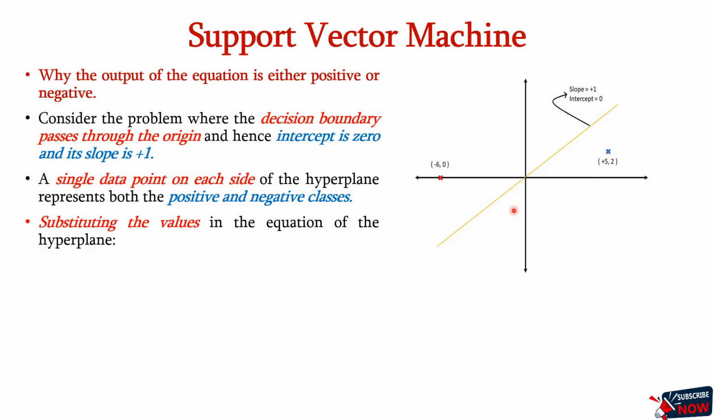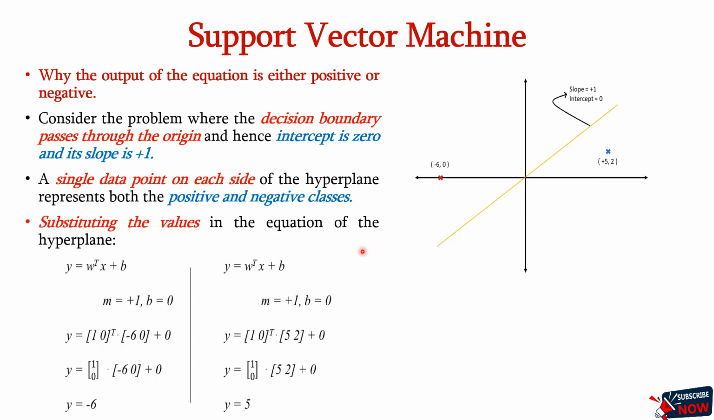Let us see whether these points are lying in the positive plane or negative plane by substituting these values into the equation. So our equation is y = w transpose x + b. So w transpose is the coefficient which is associated with x. This is nothing but the slope and intercept value. So our slope is +1 and intercept is 0. So we substitute these values into w transpose. So (1, 0) transpose into x value.